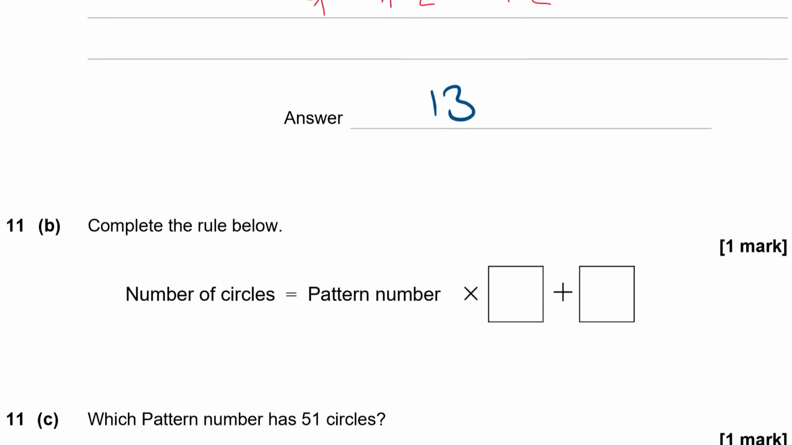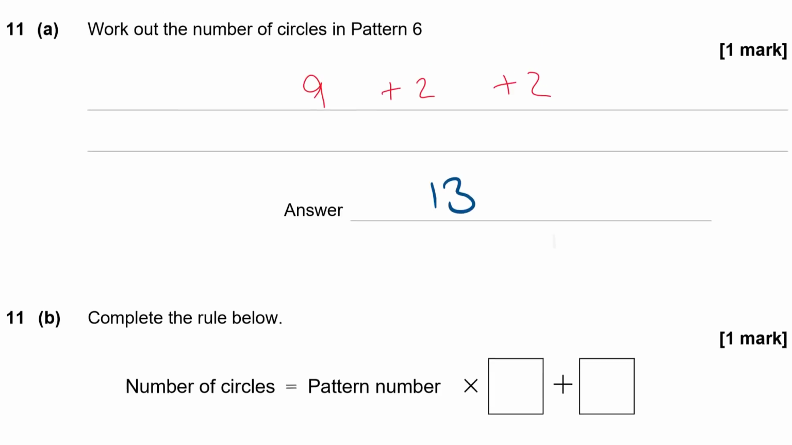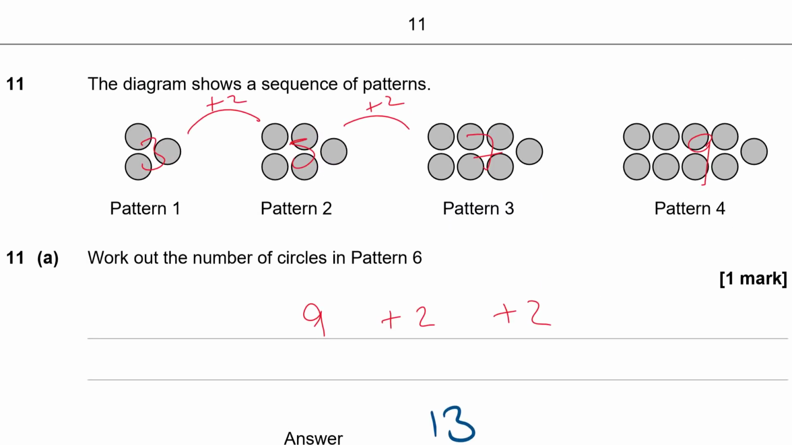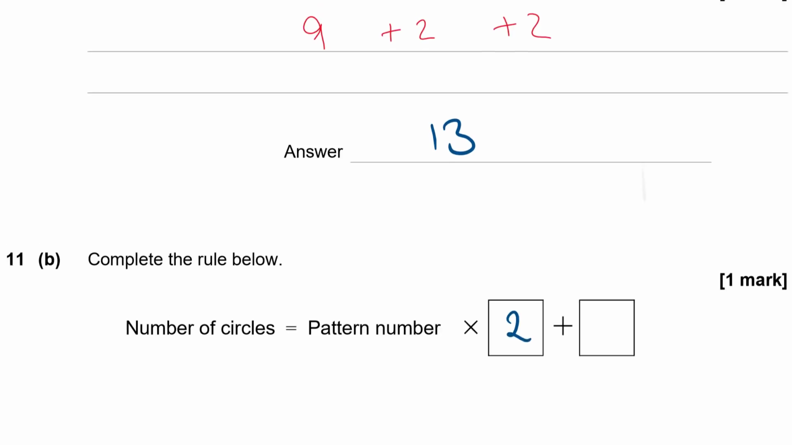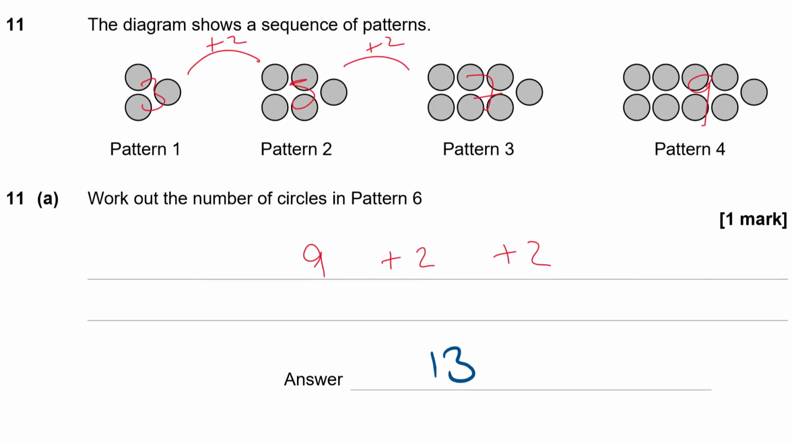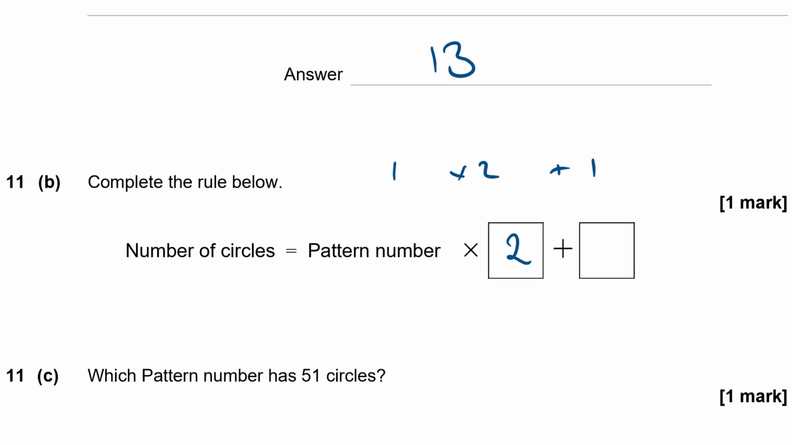Complete the rule below. Number of circles equals the pattern number times a number plus a number. Okay, basically they're asking us for the nth term of this sequence, aren't they? So this sequence is going up in 2s, so it has something to do with 2n. I'll have to multiply it by 2. And if you look at the first pattern, we've got 3 in the first pattern. So if I took the first pattern and multiplied it by 2, I'd have to add on 1 to get up to 3. So it's the pattern number times 2 add 1.